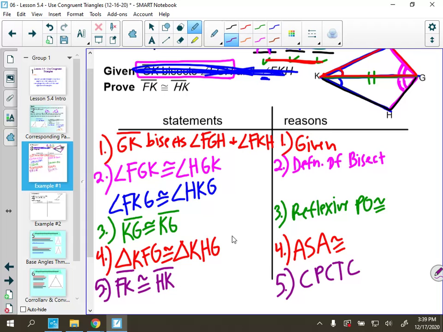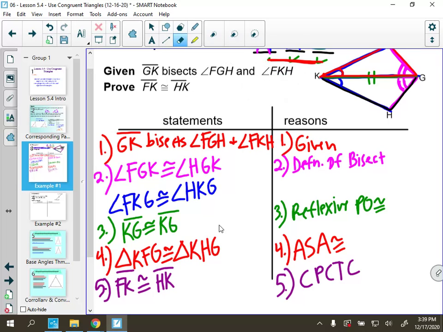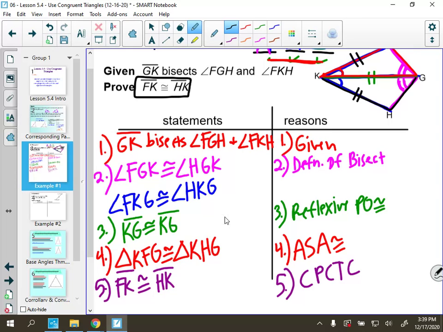One thing to note, I didn't mention it, but I know it's a common mistake that people make right from the very beginning. This is what we were trying to prove. So at no point are we ever okay to say, let's use FK and HK as congruent. We're not told that they are. We're actually trying to show that they are. So that's always going to be the last thing that we finish with.